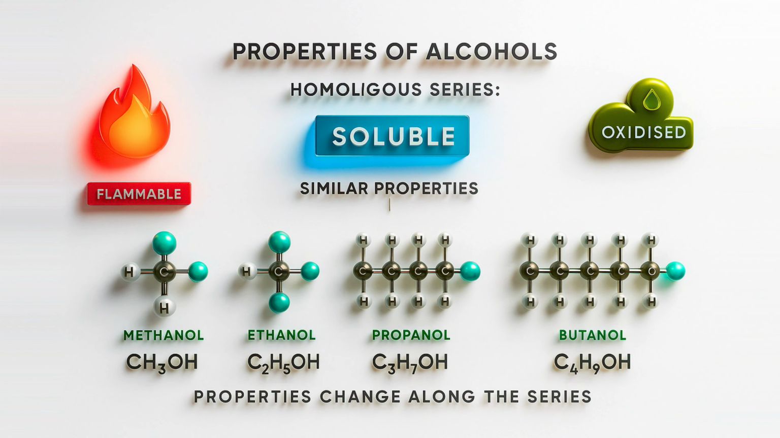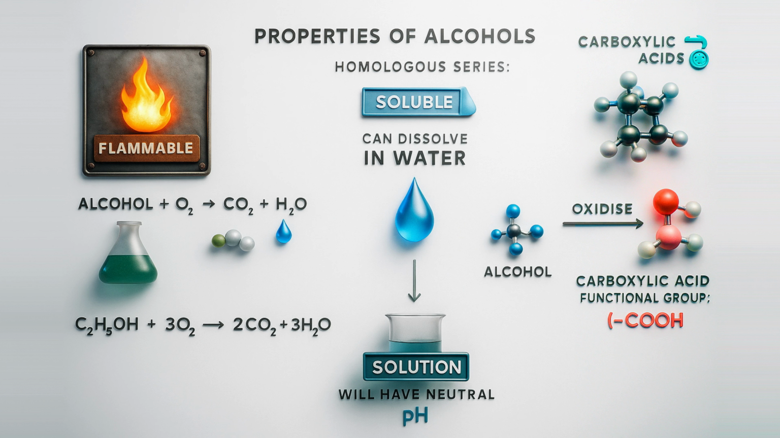Let's first talk about their flammability. Alcohols can undergo complete combustion, where they react with oxygen in the air to form carbon dioxide and water. For example, if we take ethanol and react it with oxygen, the products will be carbon dioxide and water. The word equation for this is ethanol plus oxygen forms carbon dioxide and water. Once the equation is written, we simply balance it like any other chemical reaction to ensure the same number of atoms are on each side.